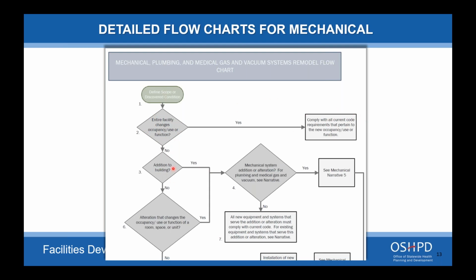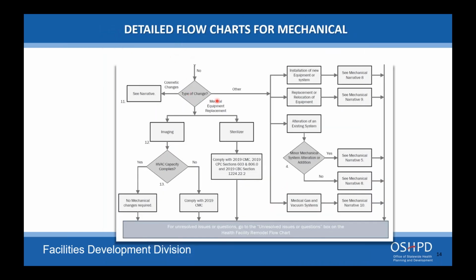Is it an addition to a building? Yes, you're going to need to comply with current code. If it's not, is it an alteration that changes the occupancy, use, or function of a space or room? If it's yes, you're going to need to comply with the mechanical requirements for that new use. So as we continue down here, it's the type of change. If it's an equipment replacement, we're looking at imaging equipment and other types of equipment. If HVAC capacity complies, no mechanical changes are required. If not, you need to meet current code.